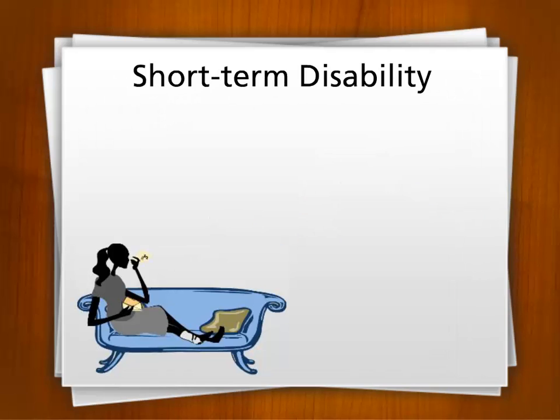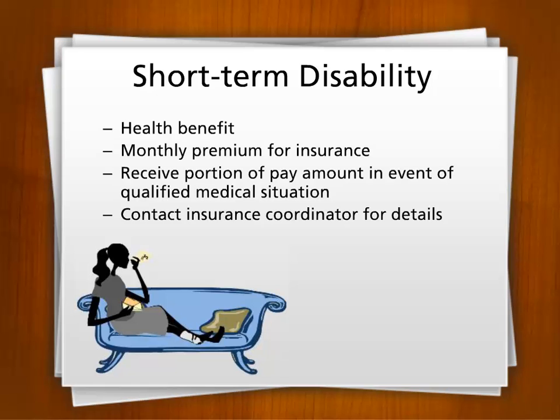The employee could also have avoided taking this time unpaid by electing the short-term disability benefit. With this benefit, you pay a premium each month for insurance that in the event of a medical situation, you will receive a portion of your pay amount. Short-term disability is an example of approved leave when the required process is followed. See the insurance coordinator for details.